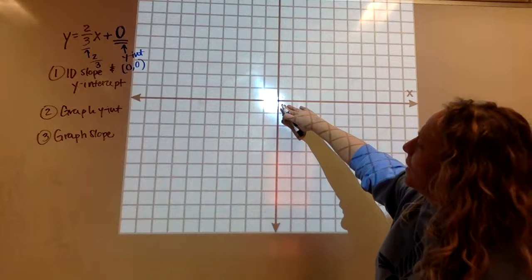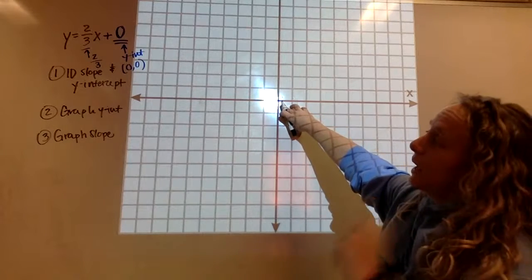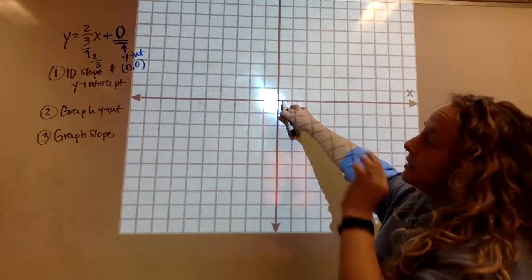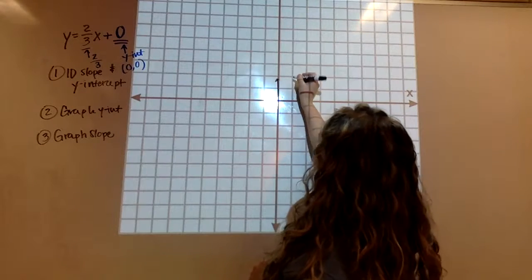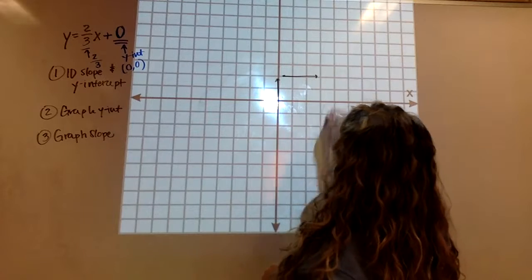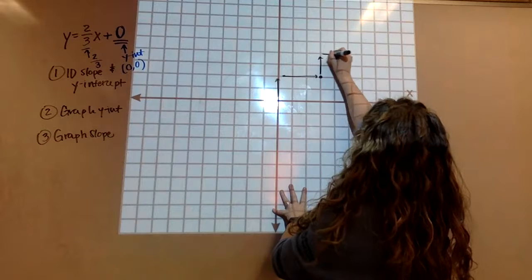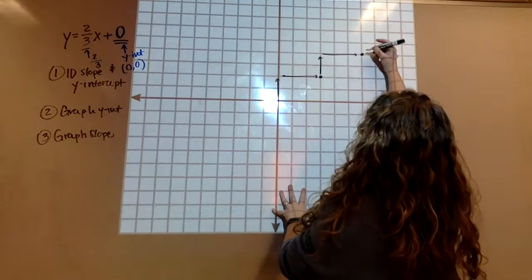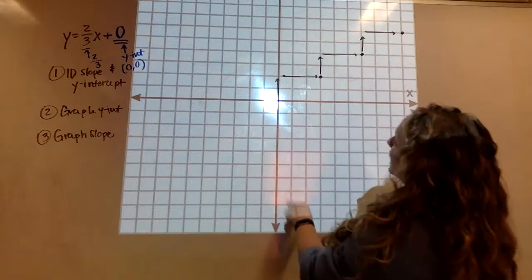0 is my point. And then from this point, I'm going to do my rise over run, which again, the 2 is my rise, the 3 is the run. 2 means I'm going up 2. 3 means I'm going to the right 3, and I'm going to draw a dot. Up 2 to the right 3, dot. Up 2 to the right 3, dot.